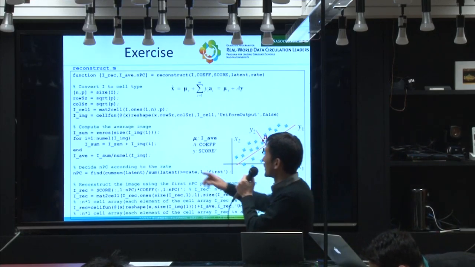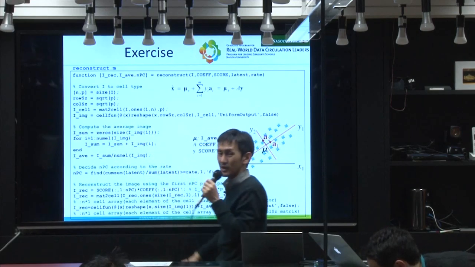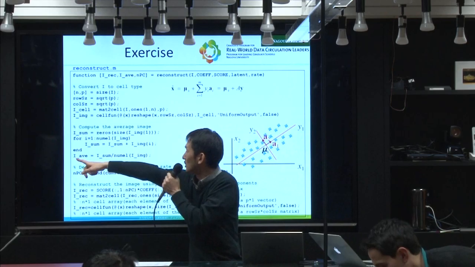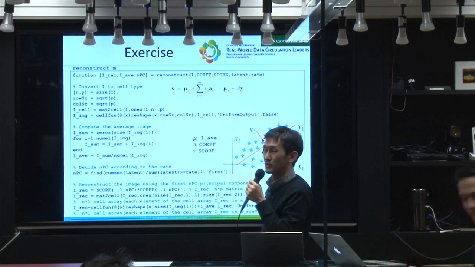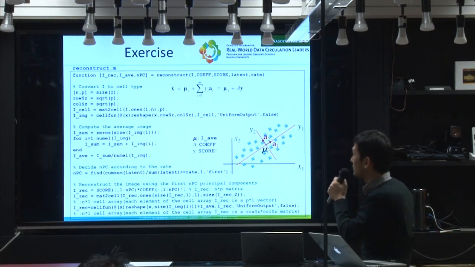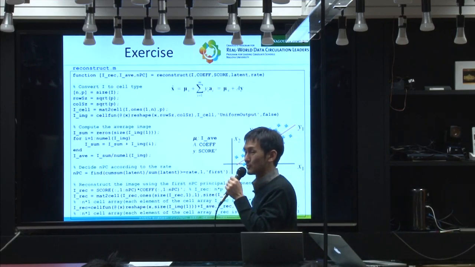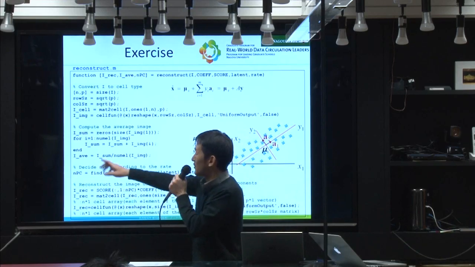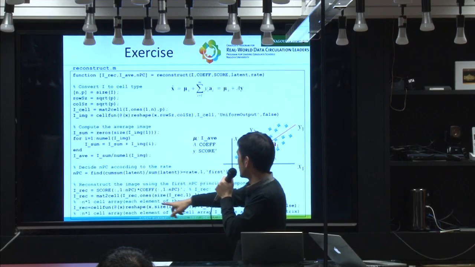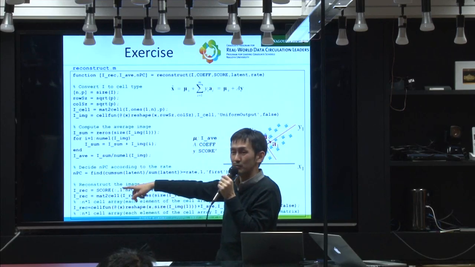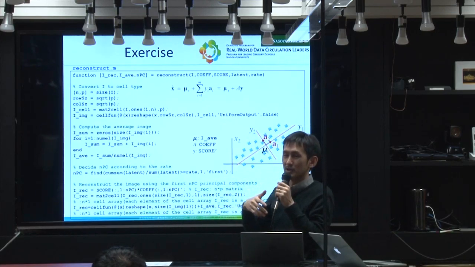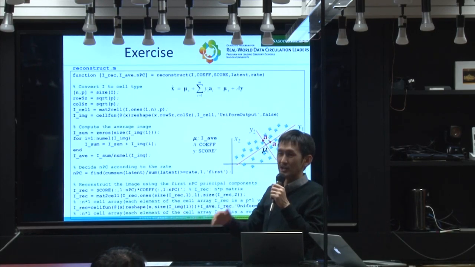Next, this part computes the average image, I underscore ave. To reconstruct the image, you need to use the average image, the eigenvectors, and the weight of the eigenvector.